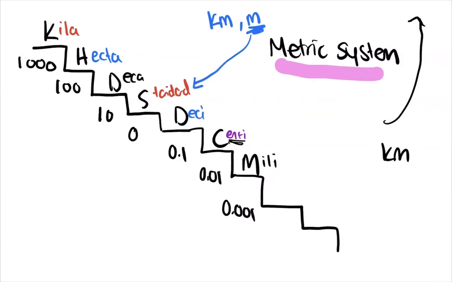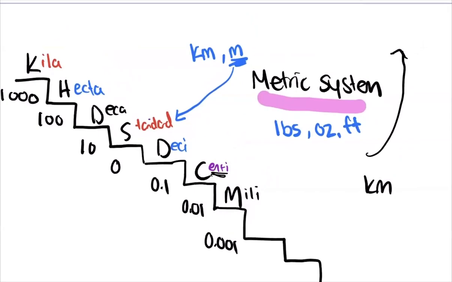standard unit. So this wouldn't work for pounds. This wouldn't work for ounces. This wouldn't work for feet, because we're going to be using the metric system, which uses meters, liters, grams, and that's pretty much all you really need to know for right now in chemistry.